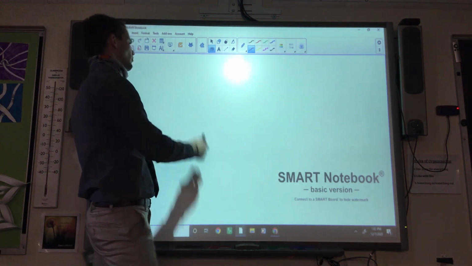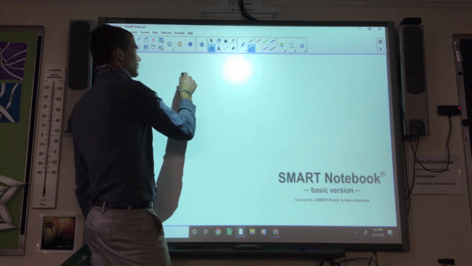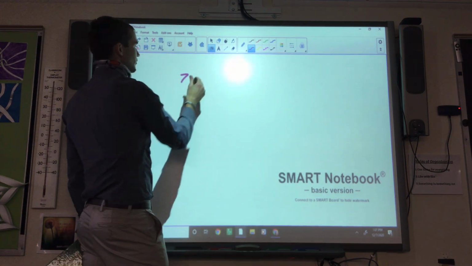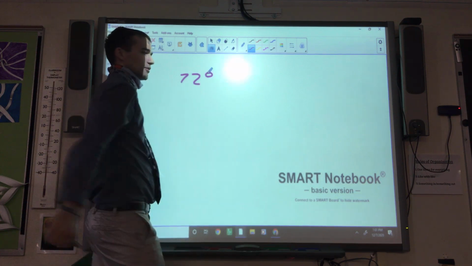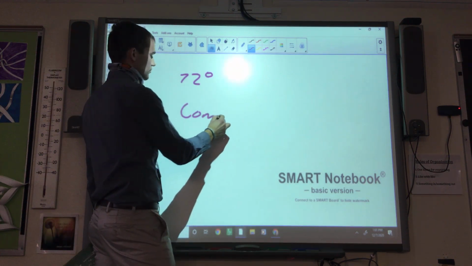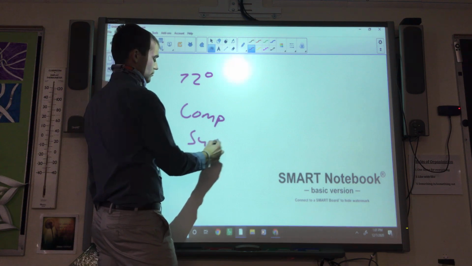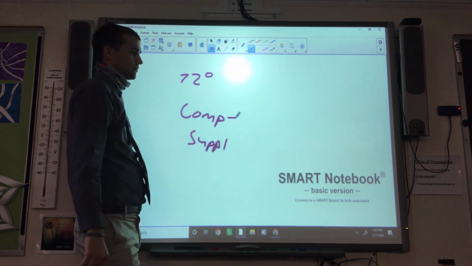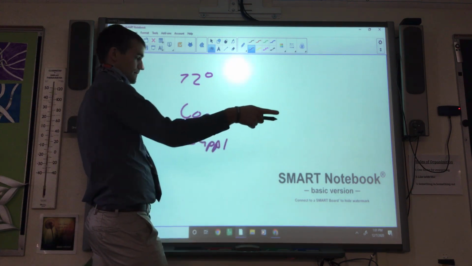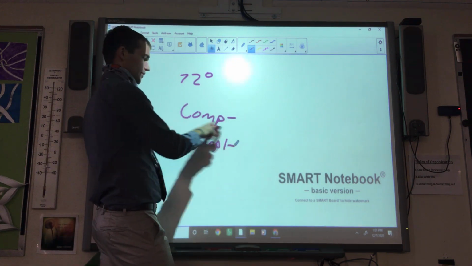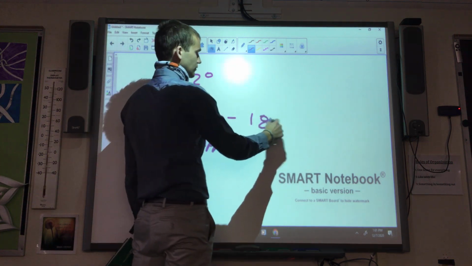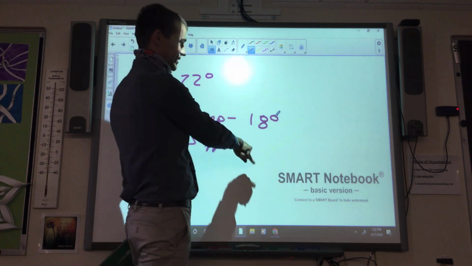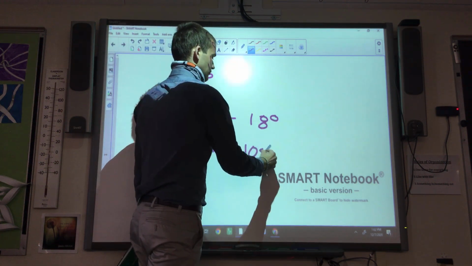Number 5 and 6. They're going to give you an angle measure, let's say it is 72 degrees. And they're going to say, give its complement and give its supplement. So how much plus 72 equals 90, and how much plus 72 equals 180. For the complement, it would be 18 degrees, and the supplement would be 18 plus 90, 108.